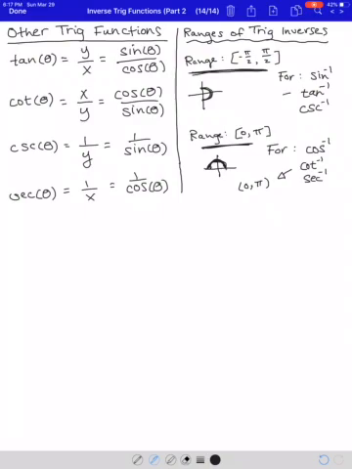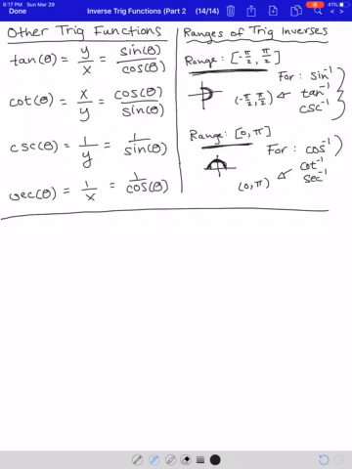And a similar thing up here, technically, the range for tangent inverse is still negative pi over 2 to positive pi over 2, but it's an open interval. We don't include those endpoints. Now that we have all of our trig functions and also their inverses, notice we know the ranges for all of their inverses, let's look at some more examples.